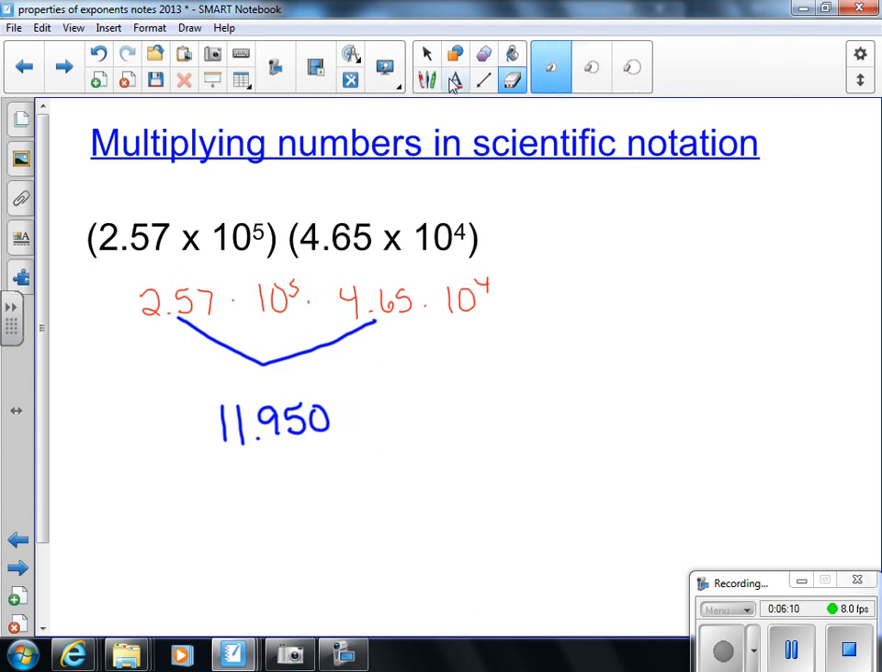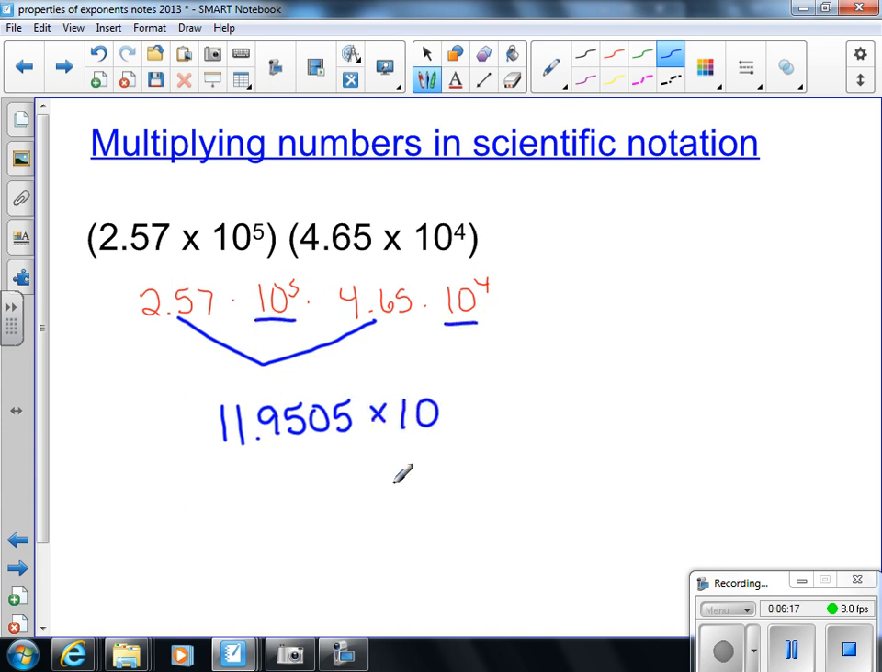Okay, everybody agree with that part? All right, times, and then what? Because these are like variables that have the same base number, can I do a shortcut with the powers? Right, add your powers to be 10 to the 9. Now, is this in scientific notation? Is it true scientific notation?